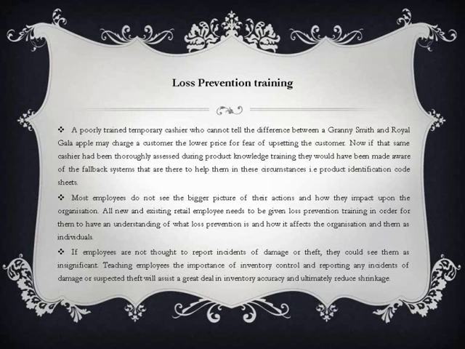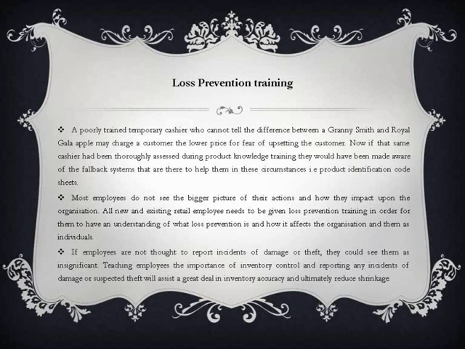product identification code sheets. Most employees do not see the bigger picture of their actions and how they impact upon the organization. All new and existing retail employees need to be given loss prevention training in order for them to have an understanding of what loss prevention is and how it affects the organization and them as individuals.